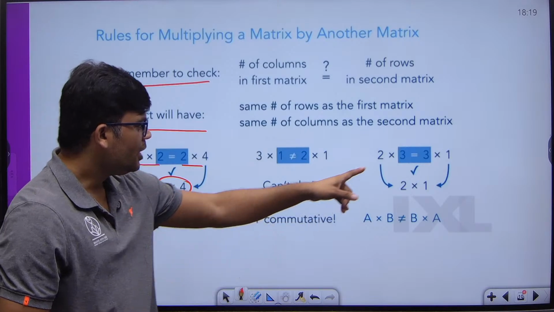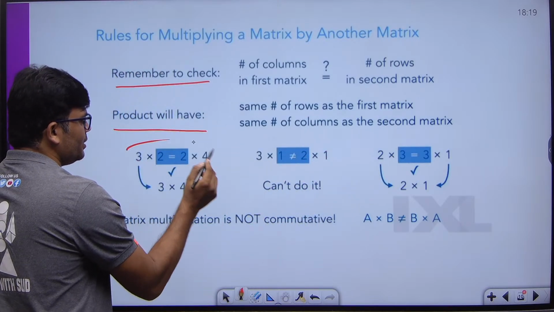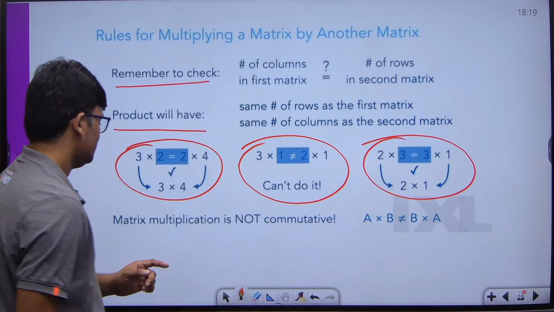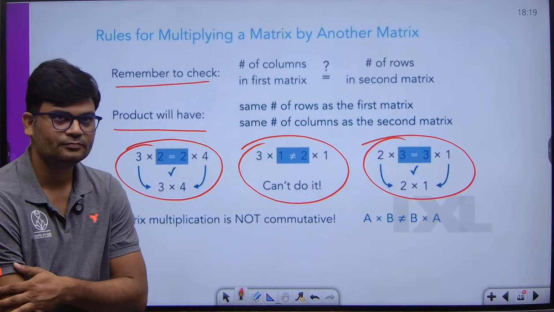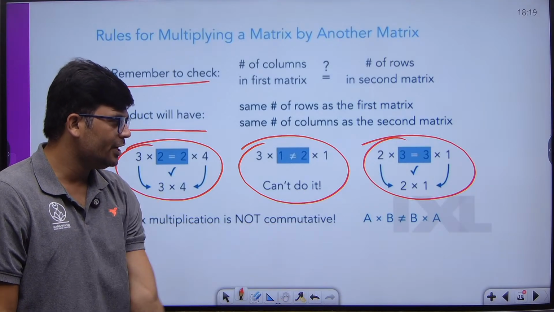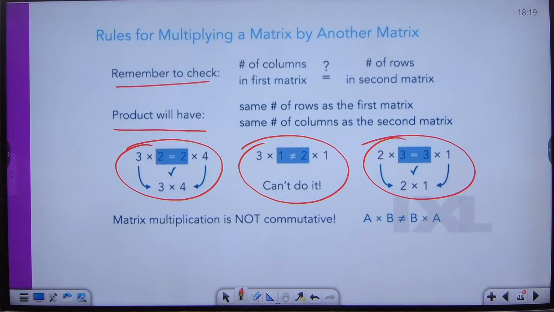Okay. So here also I want you to write this as well, so that it is a benchmark to understand easily. Okay. And you also write matrix multiplication is not commutative. A into B is not equal to B into A. Okay.